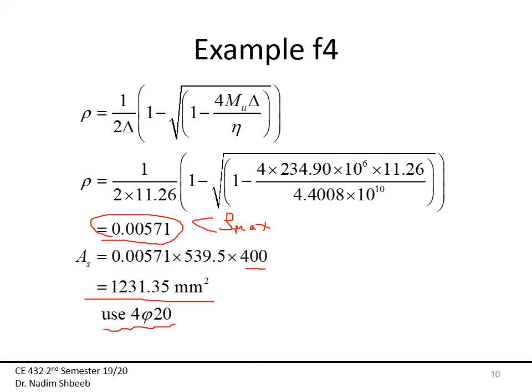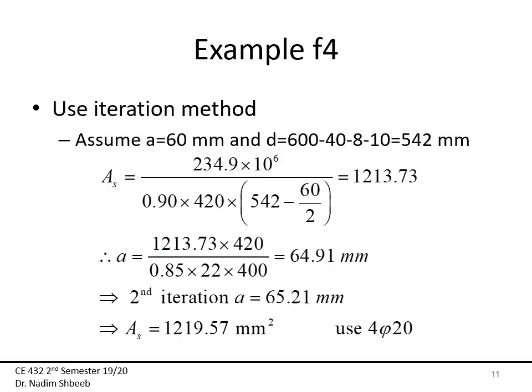So I usually don't hold my students to any method. You could either use the way of finding rho, or you could use what we call the iteration method. In the iteration method, what you usually do is you assume some value for a. It doesn't matter, 60, 70, 100, 120. This method actually converges very fast. So in this case, I just took a to be 60.